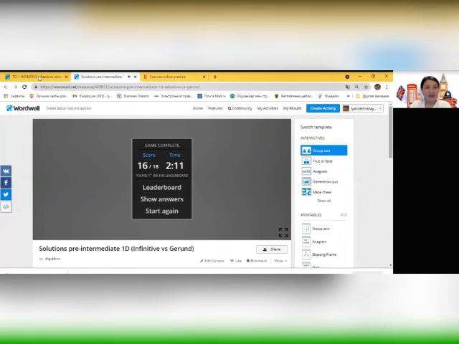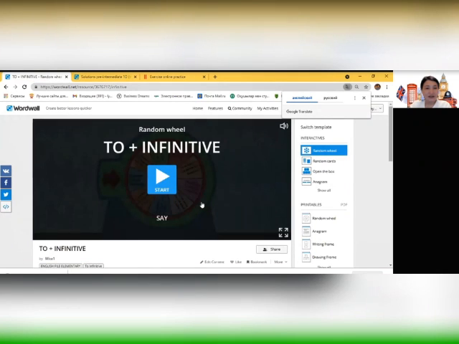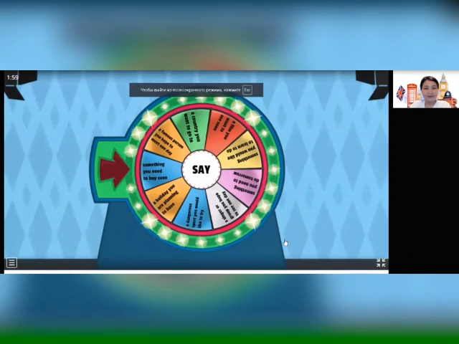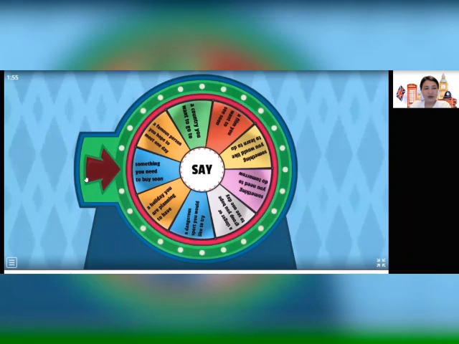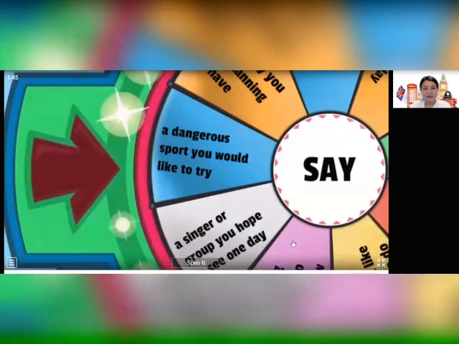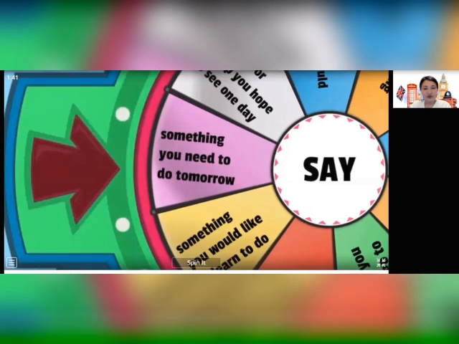Okay, now the next task is a speaking task. Let's have some speaking, guys. Here we have a random wheel. Let's spin this wheel, drag the wheel to spin, and then you have to talk about what comes up. For example, say something you need to do tomorrow.